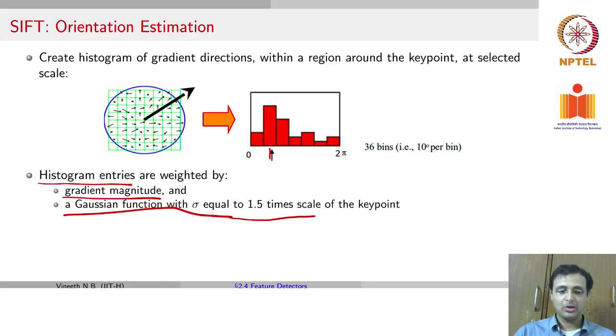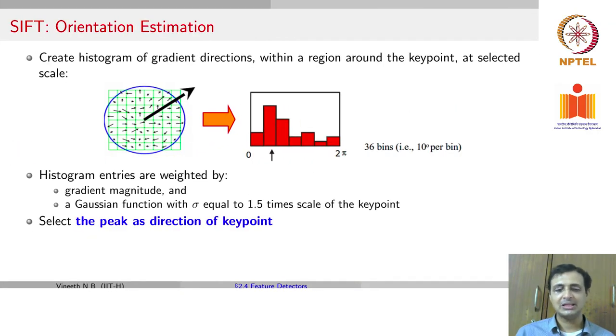So at a key point, you place a Gaussian on top of the key point with a certain sigma, and that sigma is given as 1.5 times the scale of the key point itself. If a particular point in the neighborhood is farther away, it contributes less to the histogram, and if a point is closer to the key point, it contributes more to the histogram. These were some heuristics used to improve performance.